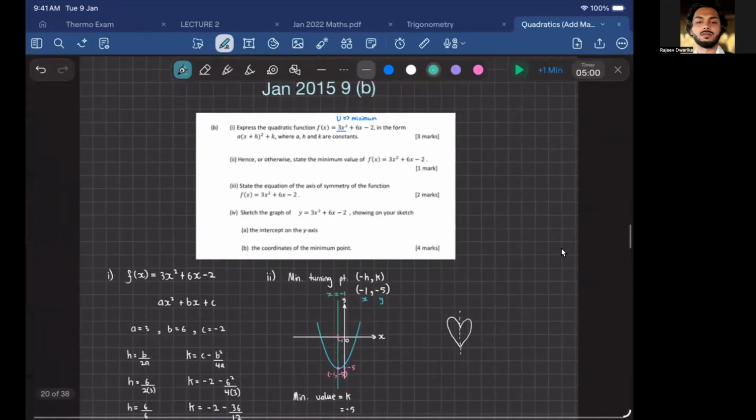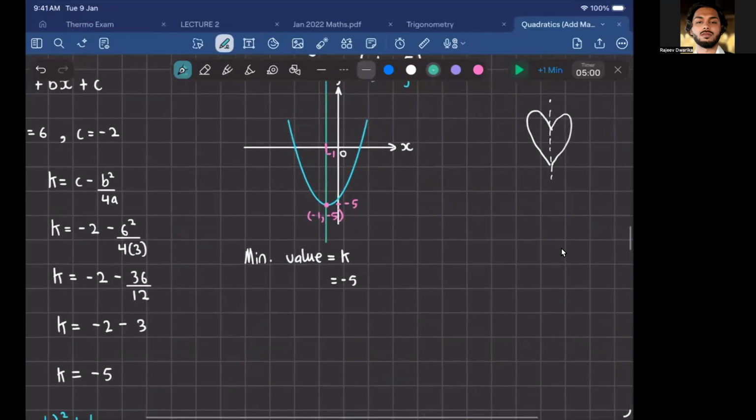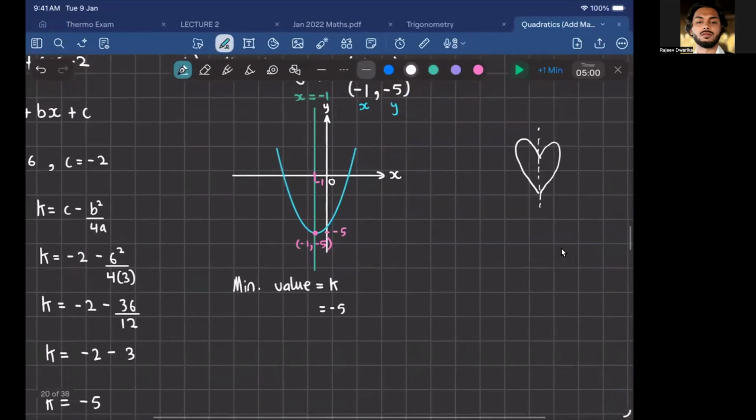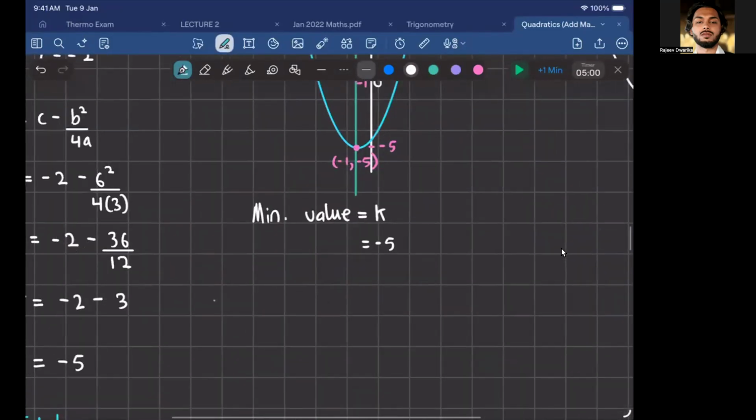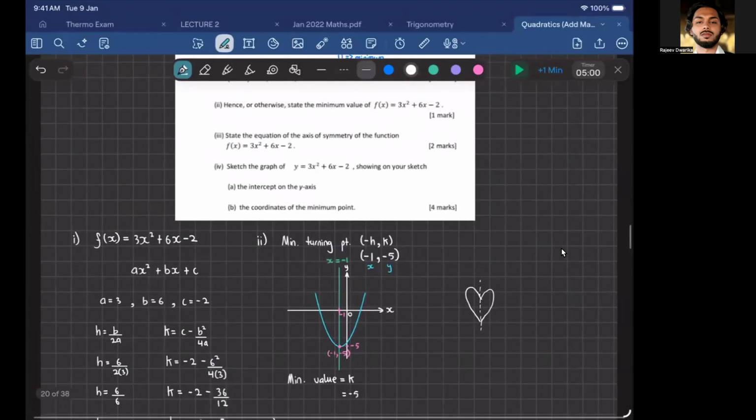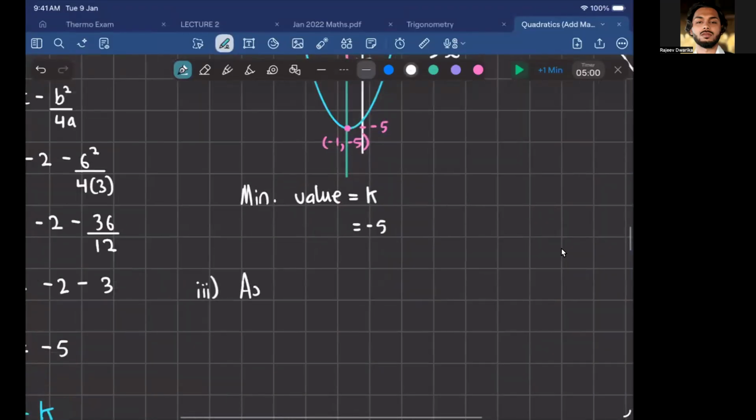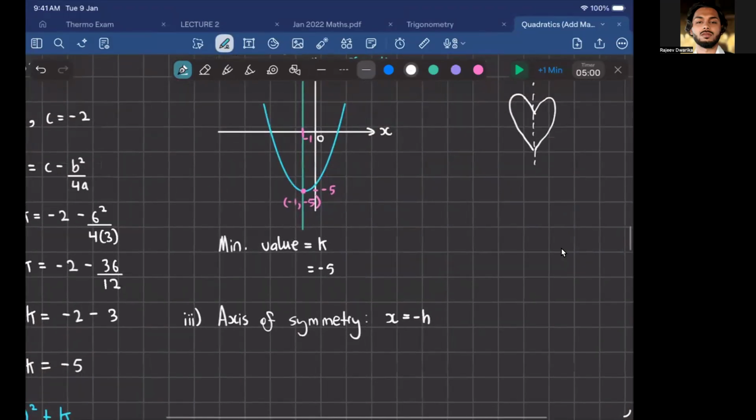Okay, so anytime they ask you for the equation of the axis of symmetry, it is given by -h, always, right? The axis of symmetry would always be given by -h. So you would say x is equal to -h. So our answer for this question was x is equal to -1.